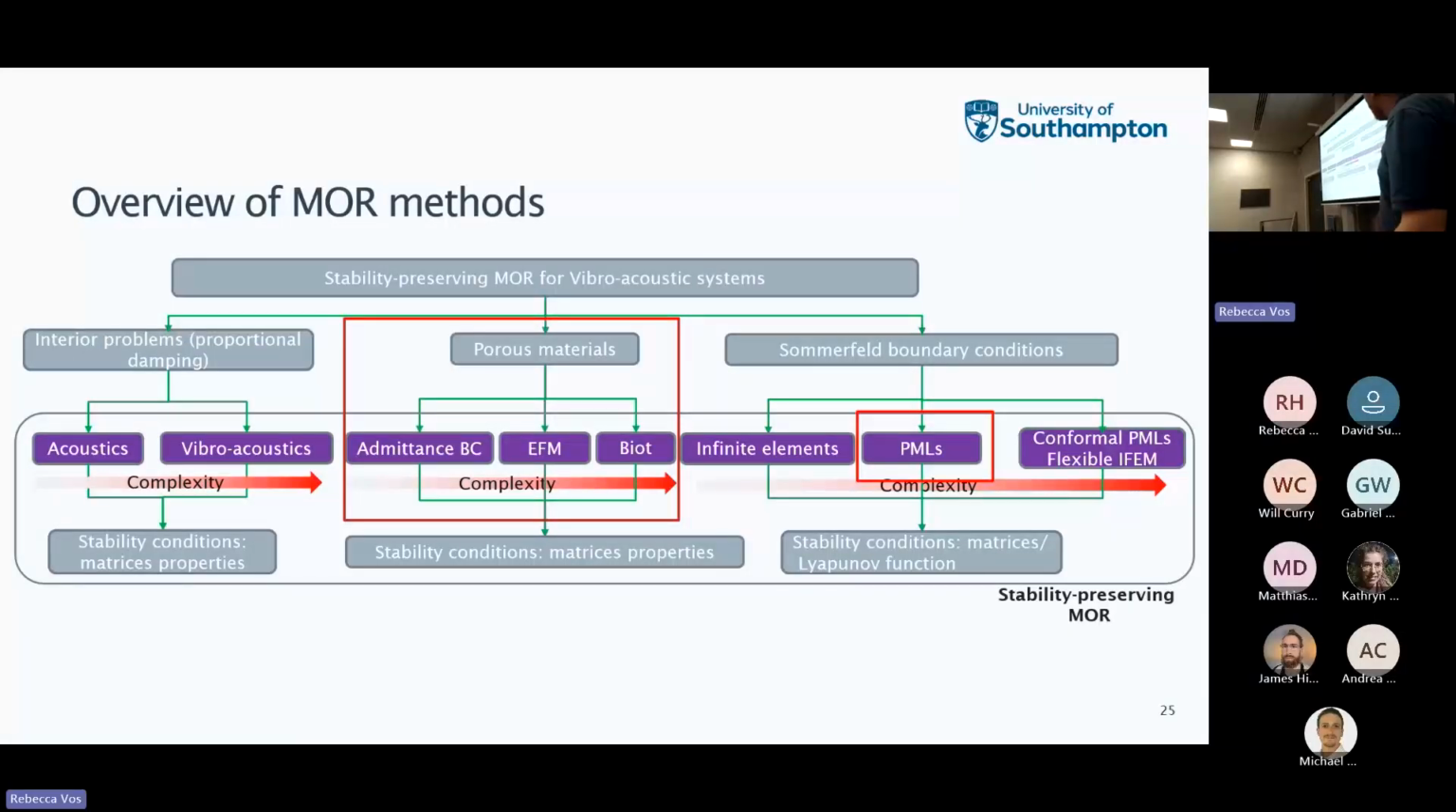Then we did some further extensions to porous materials. The challenge with porous materials is that they're modeled with frequency-dependent matrices. For example, think about admittance or impedance boundary conditions. They're typically not constant as a function of frequency. So this brings a bit of extra challenge to the table.